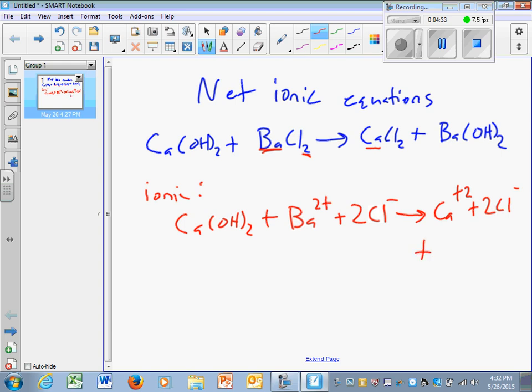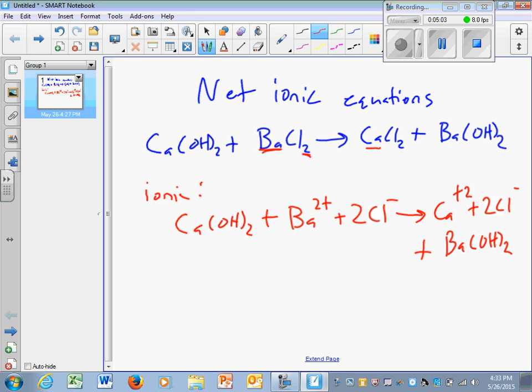Plus, we're going to have barium hydroxide. Okay? Barium hydroxide, again, is a hydroxide, and this one really doesn't dissolve at all. Because it doesn't dissolve, we're going to leave it together. So that's called your ionic equation, where you take the things that dissolve in water, you break them up into pieces. The things that don't dissolve in water, you leave whole. Okay?